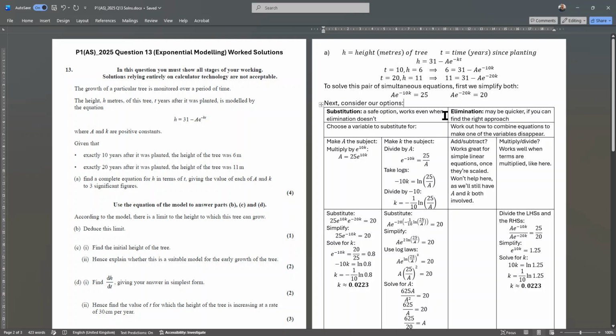There are two main ways of solving simultaneous equations. One of them is substitution and one of them is elimination. Try to avoid thinking of simultaneous equations as set them equal to each other. That's a phrase I hear a lot, and it's not a helpful phrase because people start setting random bits of one equation equal to random bits of another equation.